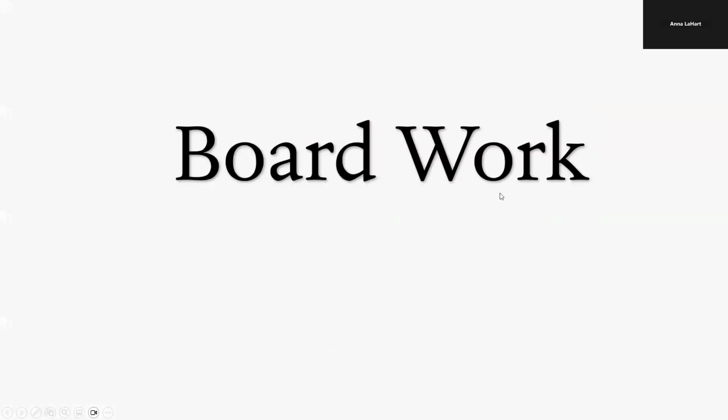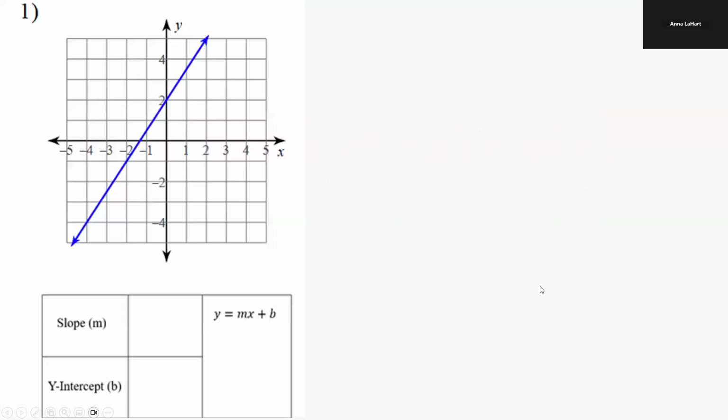Board work. Everybody, this is again time to see if you've got this. Pause the video right now and write the slope-intercept form of that equation. All right, y-intercept would be 2. I've got a slope of up 3 over 2, so that would be y equals 3/2 x plus 2. Were you able to get that?